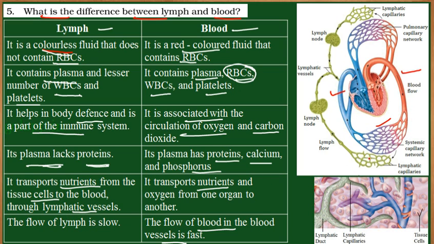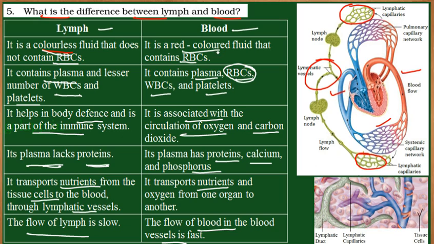Here we can see these are the lymphatic vessels and the lymphatic capillaries. From the blood, there is a filtration of the plasma and WBC, which forms lymph. This lymph flows in the lymphatic vessels and helps in transportation of nutrients from the tissue cells to the blood. This flow is very slow, and finally it connects to the circulatory system, that is, the blood. These are the differences between lymph and blood.